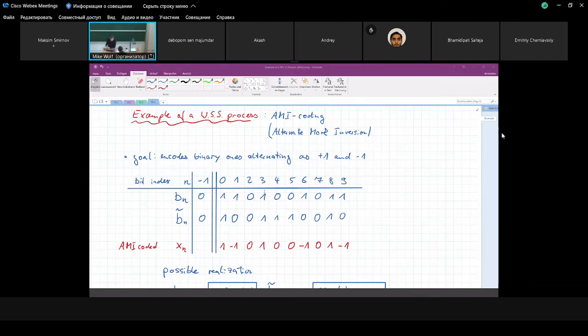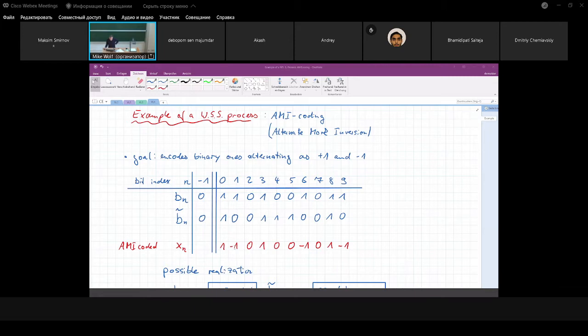Okay. Works. I just say we made an example here for so-called alternate mark inversion. The goal of this alternate mark inversion is, if you have a stream which only consists of binary ones and zeros, the ones and zeros are statistically independent and of the same probability, then we want to ensure with this alternate mark inversion that ones get this alternating sign, plus one and minus one. This means after the encoding, you get a so-called pseudo-ternary code, which is zero mean.